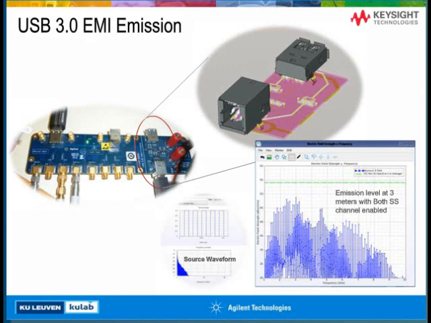So the next and final example is USB 3.0 signaling. And this is a pretty complex design problem. In this case, we were using 5 gigabit data rates, which is shown at the bottom as the source waveform. And the 2 channels for USB 3.0 were driven by these signals, and we calculated the emission level at 3 meters, which is shown in this plot.